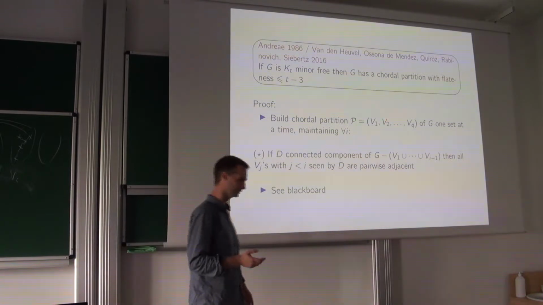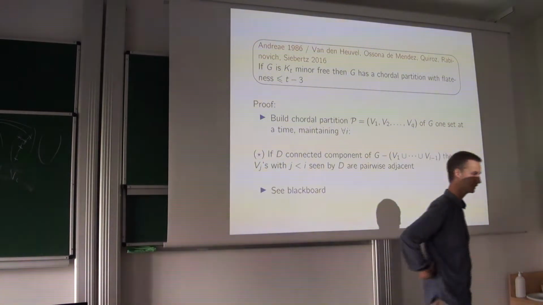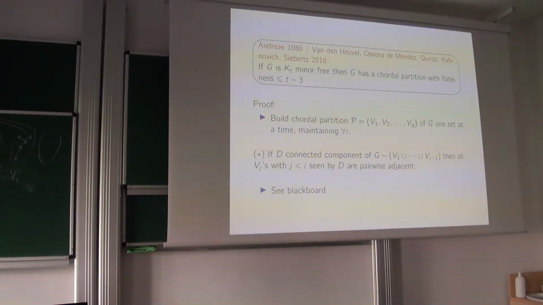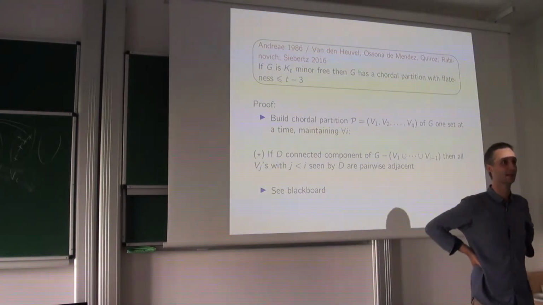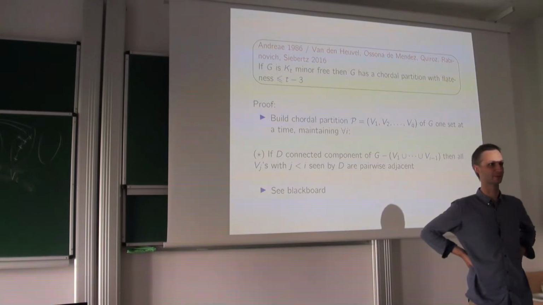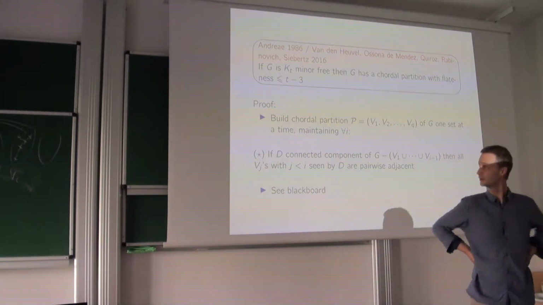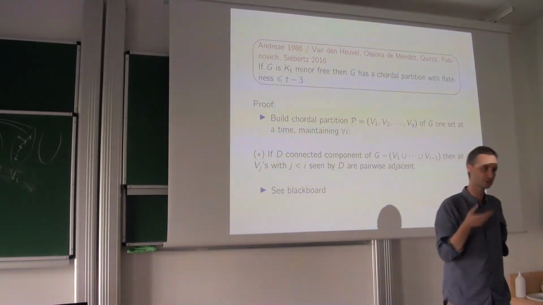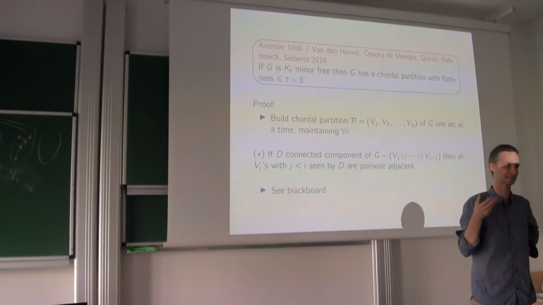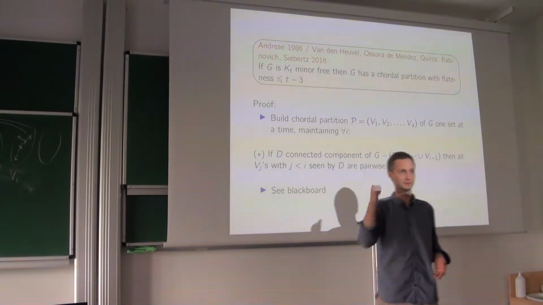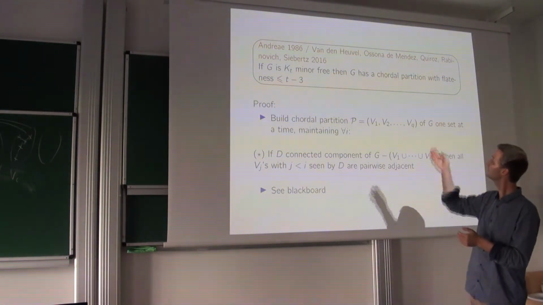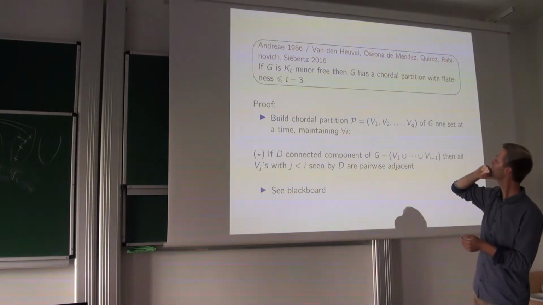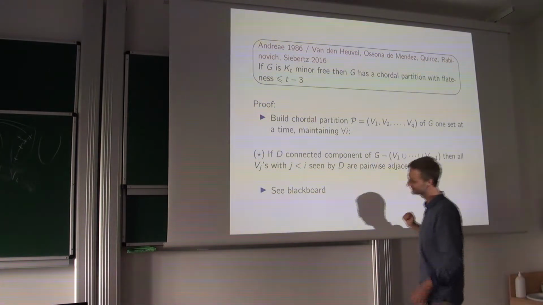Let me start right away with a theorem that we are going to prove about chordal partitions with small flatness. It has been discovered at least twice. It's implicit in a 1986 paper of Andreae about the cops and robber game on graphs that forbid K_t as a minor. He didn't state the theorem explicitly, but if you look at the proof, the theorem is inside. You are going to prove the cops and robber application at the exercise session today. And then the authors in 2016 made it explicit.